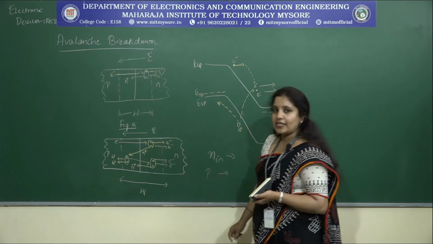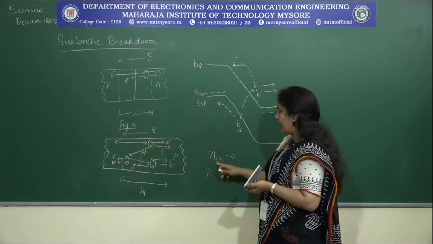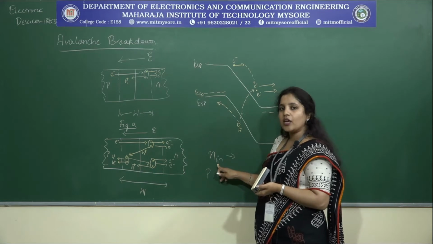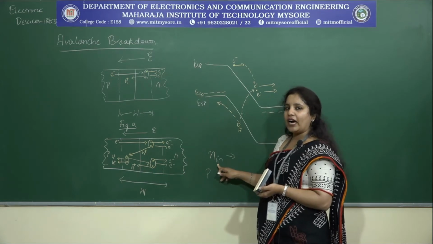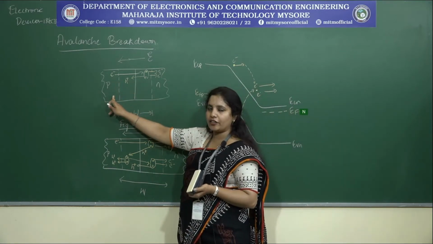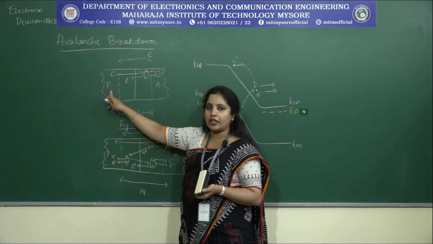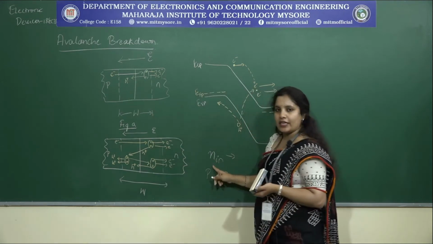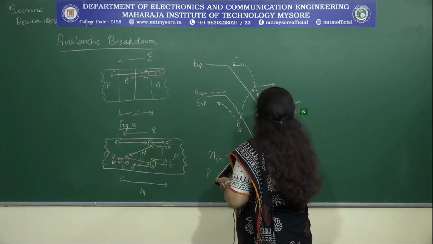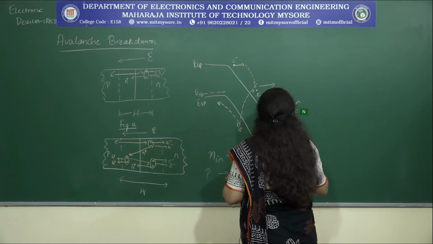Now, what does this Nn indicate to us? The Nn indicates the number of electrons that is being provided by the p-type material. Here the minority carrier electrons which are provided by the p-type material, that is what is being represented as Nn. That is the number of electrons from the p side.